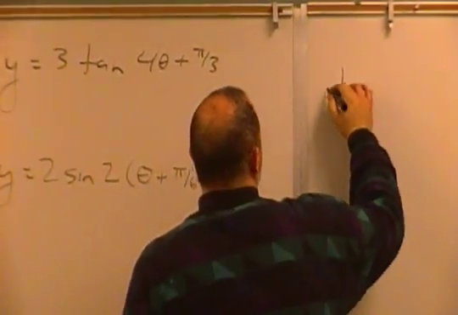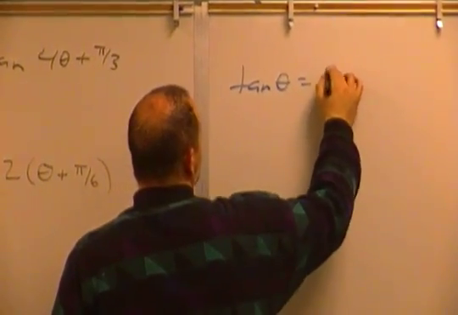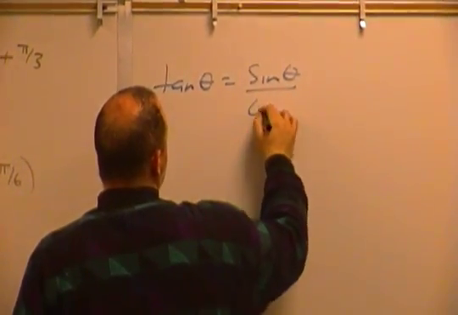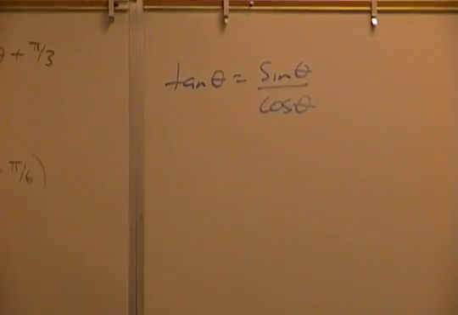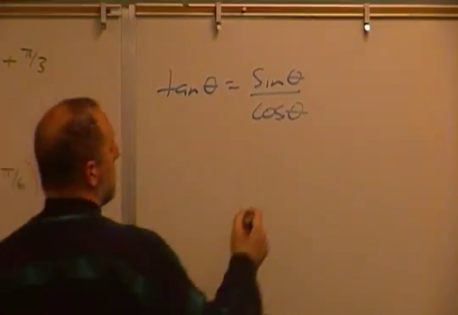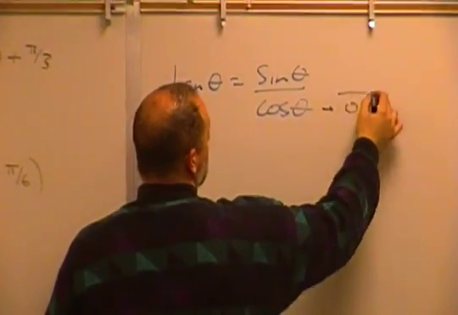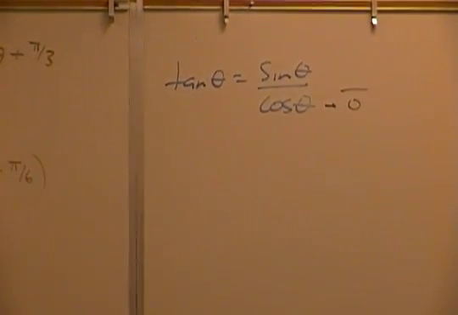Well, the definition of tangent, or at least one definition of tangent, is sine of theta over cosine of theta. So my problem comes in when cosine is 0. When this becomes 0, I get 0 in the denominator, and I'm going to get an asymptote. When is cosine 0? Pi over 2. At 90 degrees, at pi over 2.